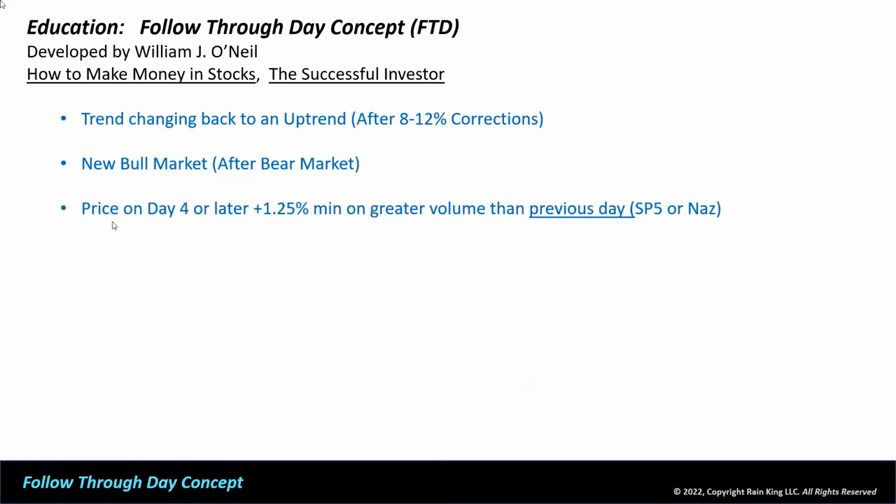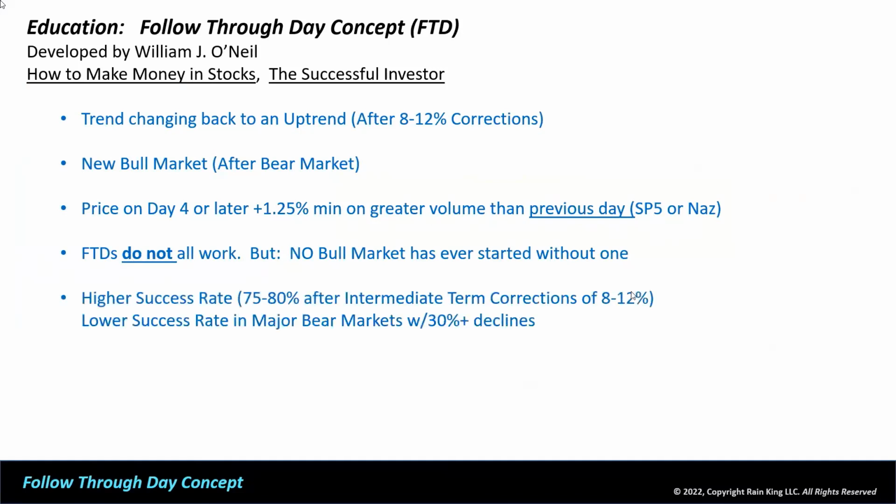So a follow-through day, and Bill's book was written back in '98. Again, we're looking for day 4 or later, a minimum, this is a minimum, 1.25% gain on greater volume than the previous day. And we're talking primarily about the S&P or the NASDAQ. Now, all the follow-through days don't work. There's no guarantee. But it's important to note that no bull market has ever started without a follow-through day. That's really, really important. That's why we pay attention to these, even if they don't work.